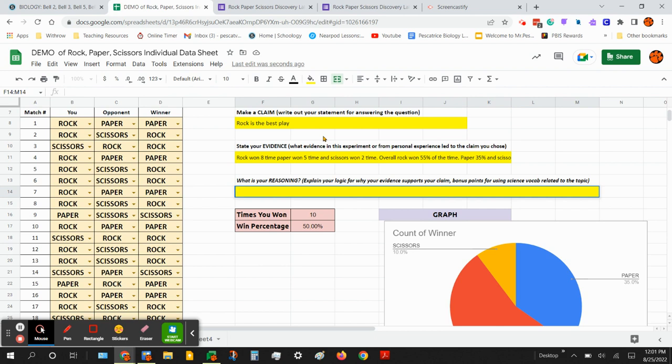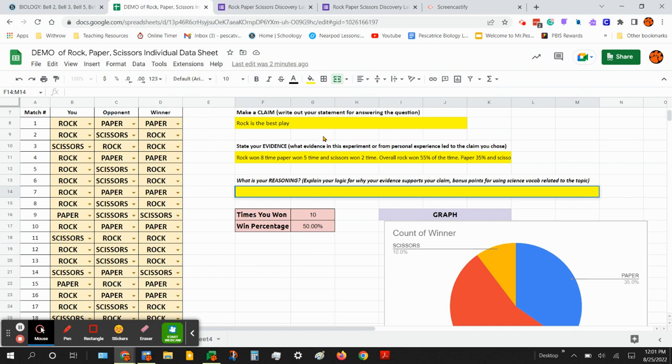Or throwing scissors is the most fun one, or my opponent threw scissors a lot. Therefore, rock was the obvious play. And I noticed that. You can talk about that. You can restate, out of all the winners, rock had a winning percentage of 55%, kind of thing. You can restate that. So this is trying to convince me, the reader, why your reasoning backs up your claim based on your evidence.